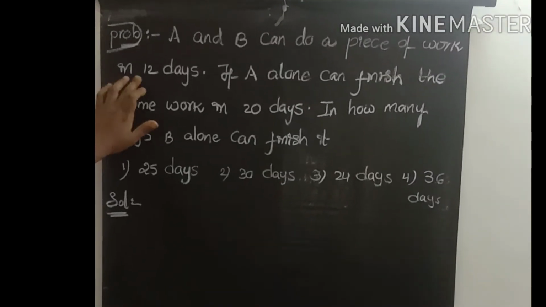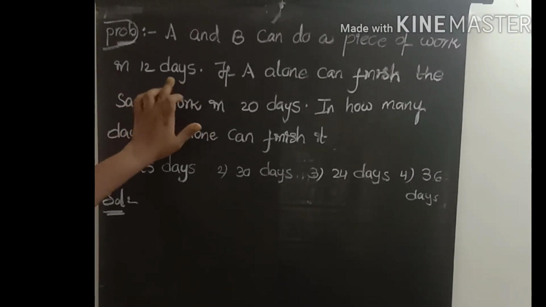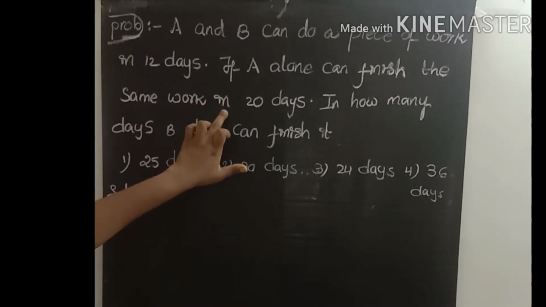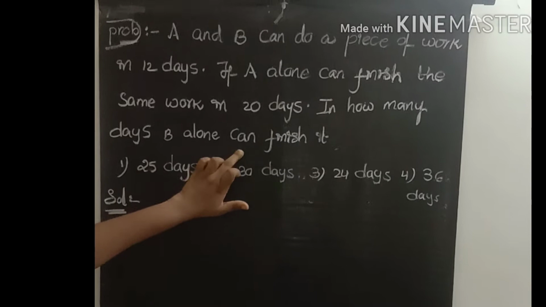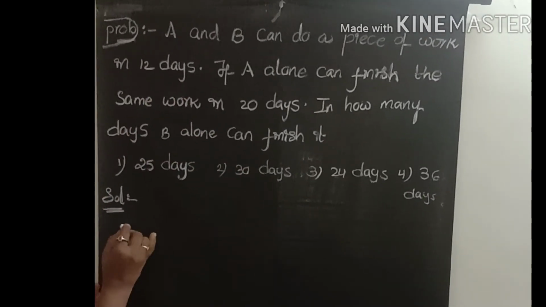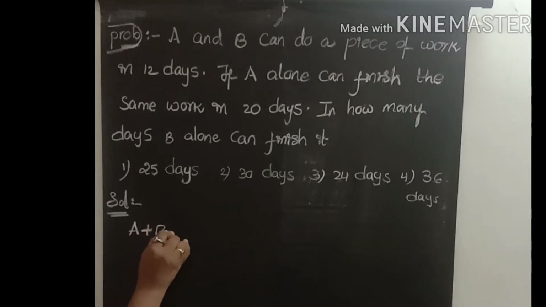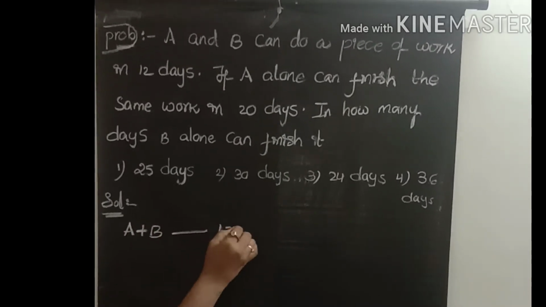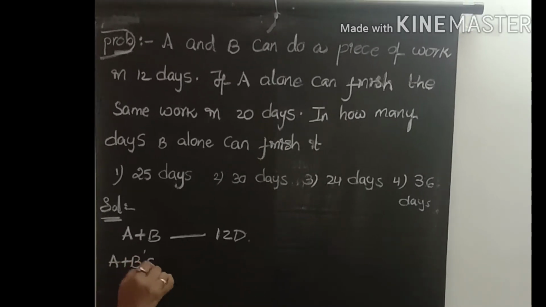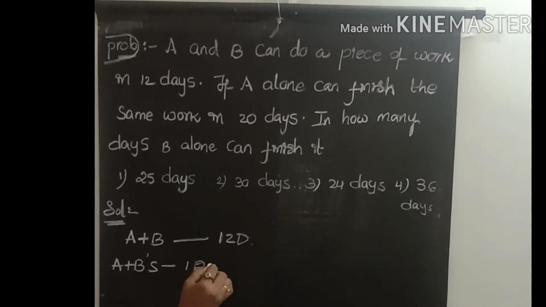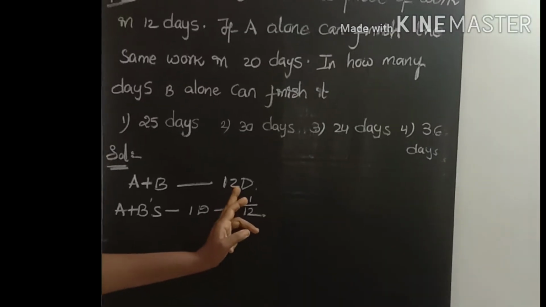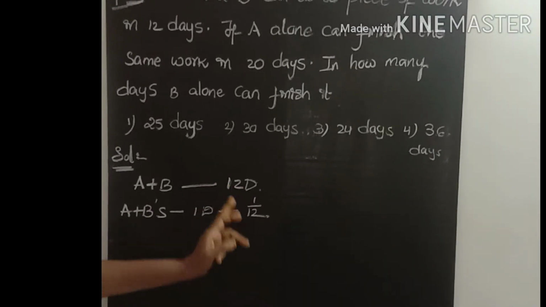First problem. A and B can do a piece of work in 12 days. If A alone can finish the same work in 20 days, in how many days can B alone finish the work? So A and B can do a piece of work in 12 days. A plus B's 1 day's work is equal to 1 by 12.